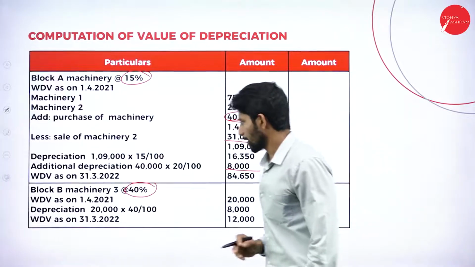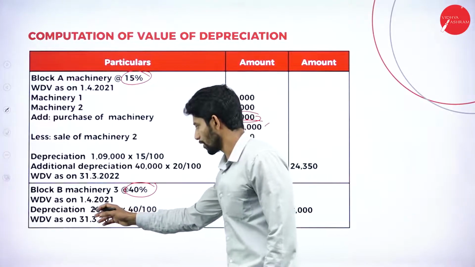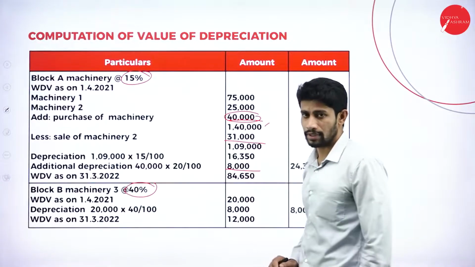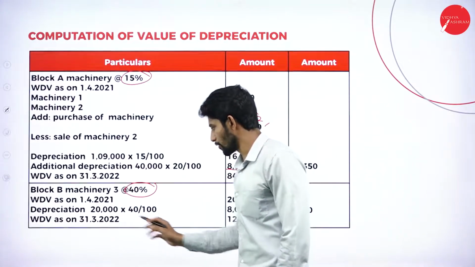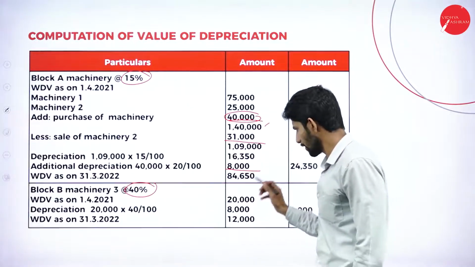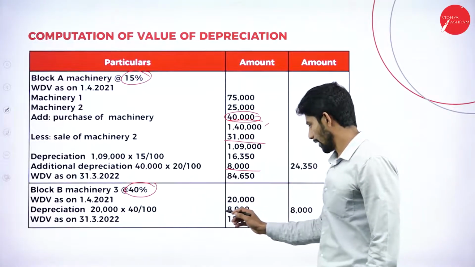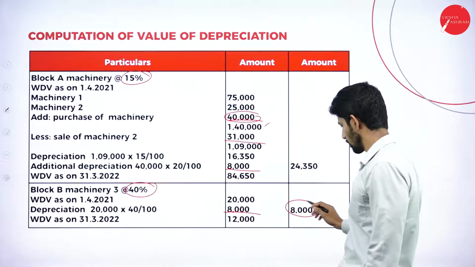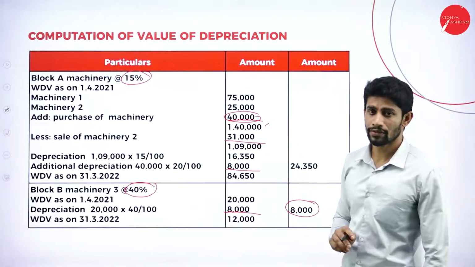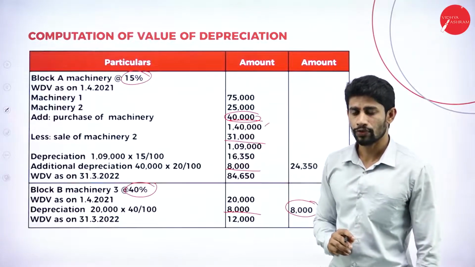So block B, machinery 3 at 40%. Here the written down value as on 1/4/2021 is 20,000, and depreciation is 20,000 into 40%, you will get 8,000. Right. Next, the written down value as on 31st March 2022 is 12,000. So here 20,000 is the written down value. On that, if you calculate 40%, you will get 8,000. So 8,000 is the value of depreciation. Next, what is the remaining balance? It is 12,000. So 12,000 is called written down value as on 31st March 2022.